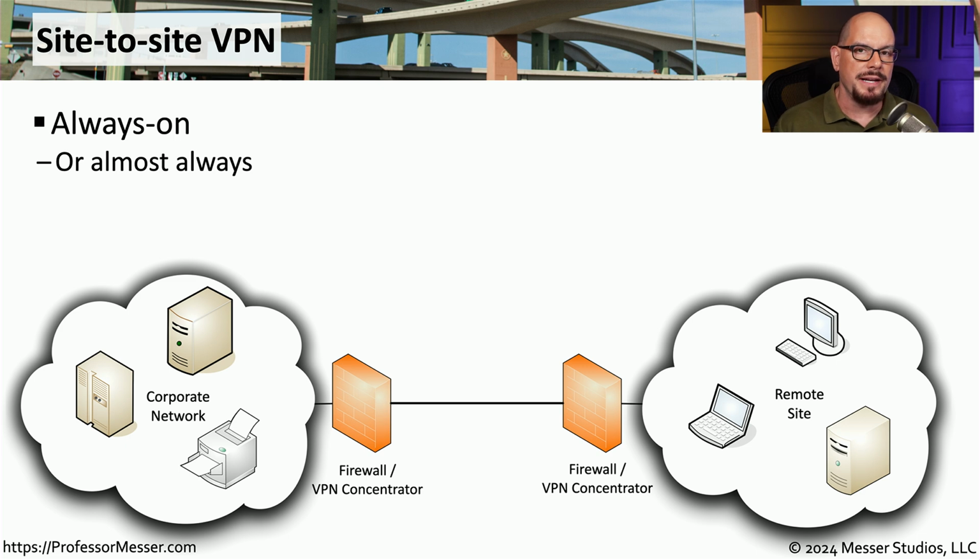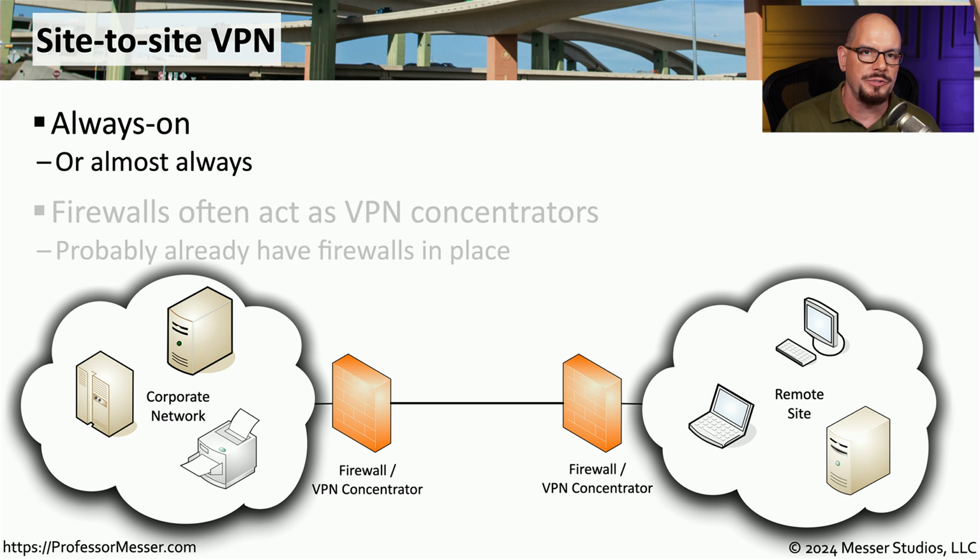Another type of VPN connectivity is between different sites. This is a site-to-site VPN where all of the communication between one site and another is encrypted over this VPN tunnel. This is something that's commonly used as an always-on connection so that you can be assured that everything between those locations will always be encrypted.